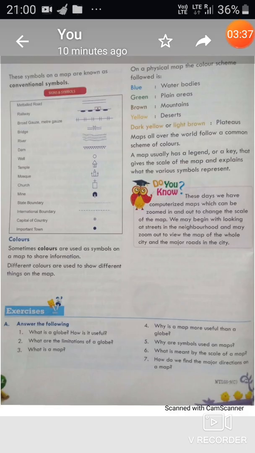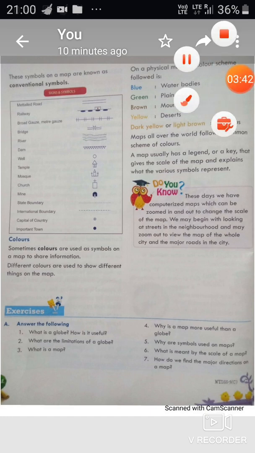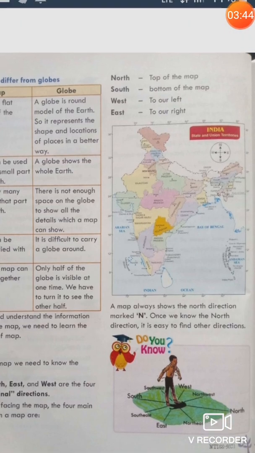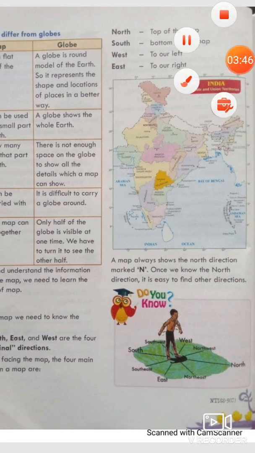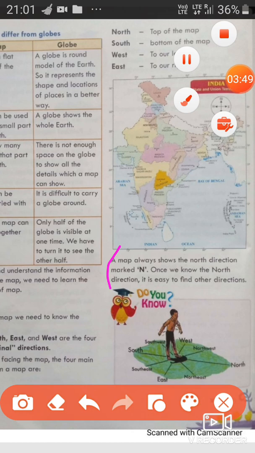So how do we find the major directions on a map? This is 7th question. So this is the way how you show the various directions on map. First of all you have to face towards the north, and after that at the back south direction is situated, and at the right hand side east direction and left hand side west direction. So in this way you can find out various directions on the map.